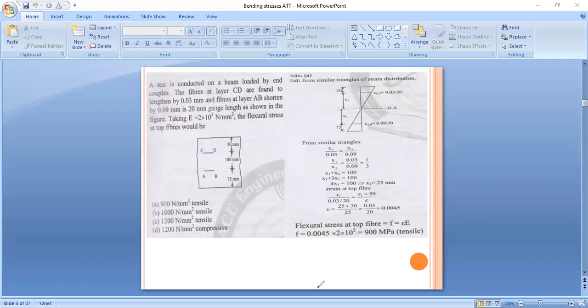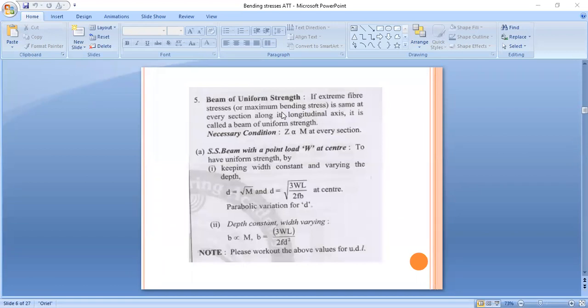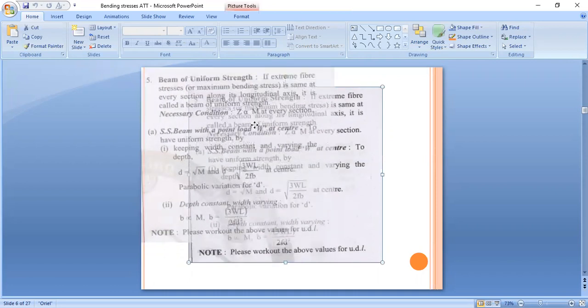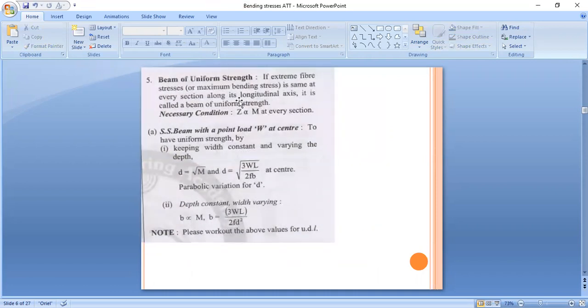Then we will move towards the next point. The next point is beam of uniform strength. For that, first I will draw some figures and then I will explain. Suppose this is our simply supported beam AB, and on that beam one uniformly distributed load is applied, and the intensity is W. Suppose this is L.